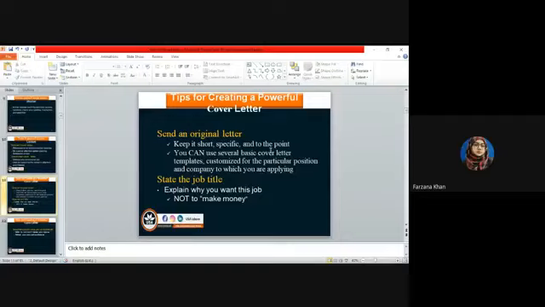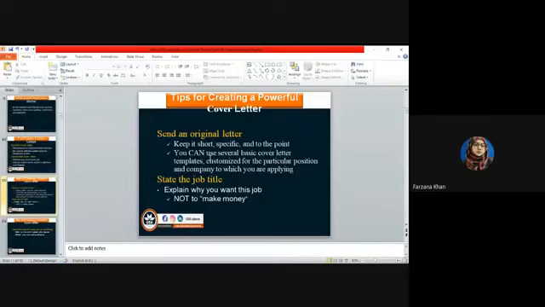It means you need to prove. If you're going to mention that I'm hardworking, how will you prove this? You have to give a reference to your resume: I have this CGPA, or I'm a gold medalist, or I have this experience, I have this certificate, which is going to prove that you are hardworking.